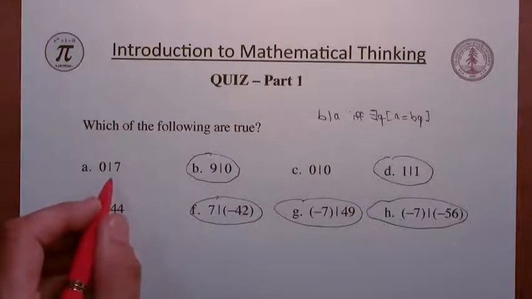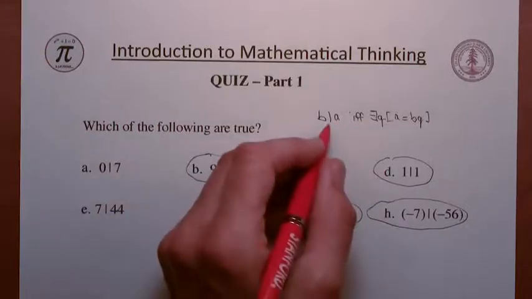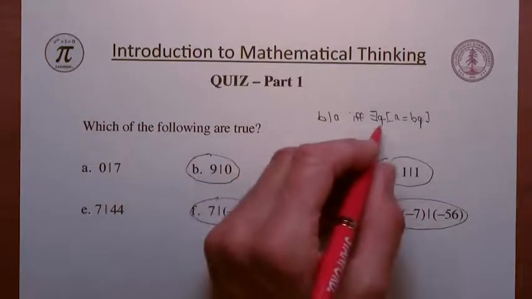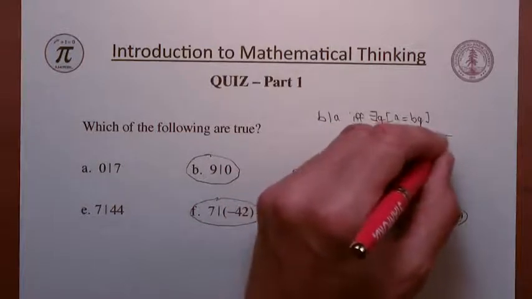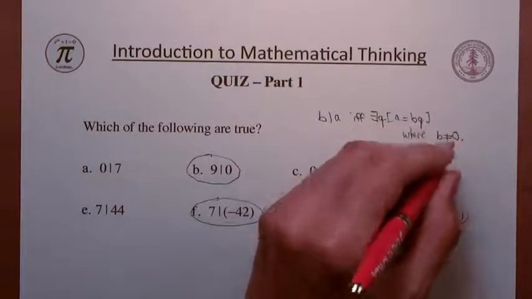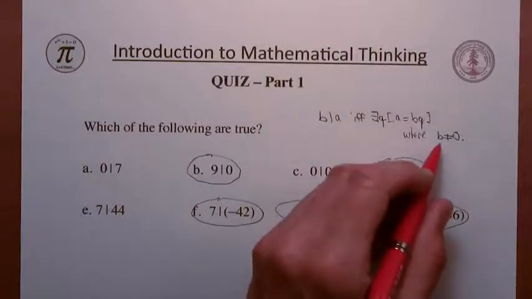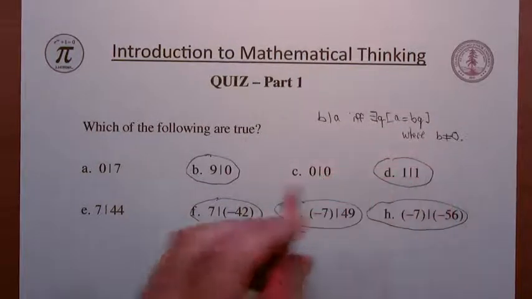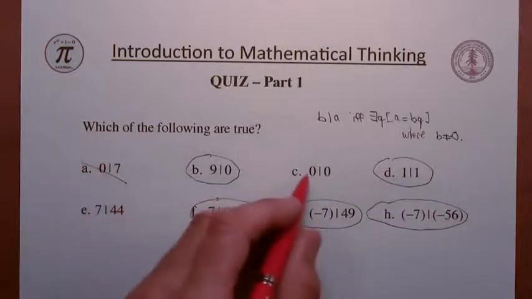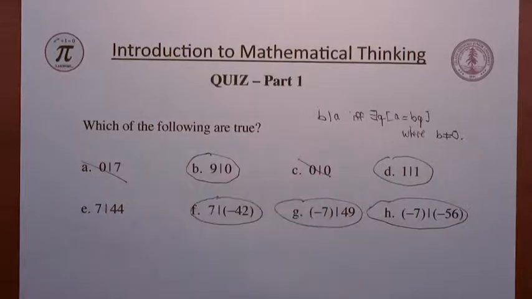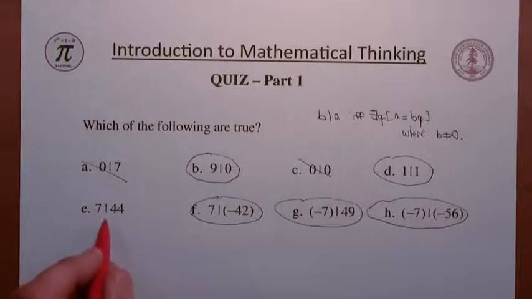Why don't I have A? Well, remember, the whole definition of divisibility was under the assumption that B is non-zero. We can't consider divisibility by a zero number. So that one doesn't work. And likewise, that one doesn't work. And of course, the reason this one doesn't work is because 7 simply doesn't divide into 44.